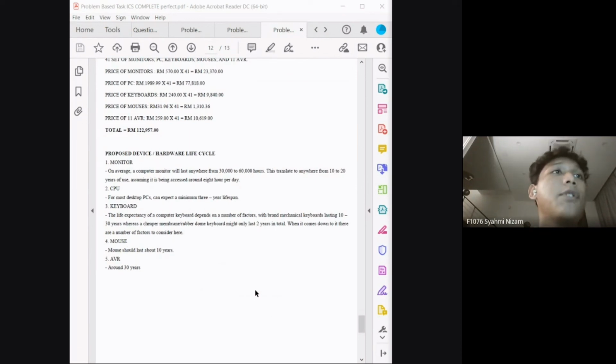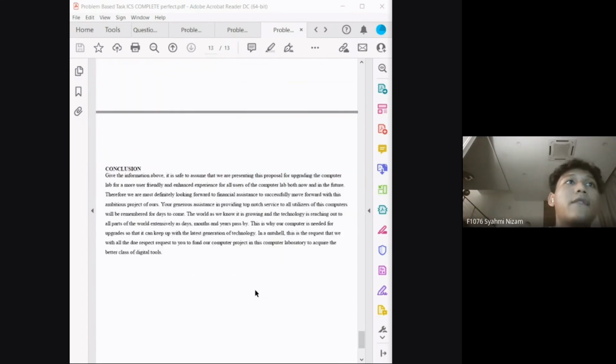And next, keyboard. The life expectancy of a computer keyboard depends on a number of factors, with a brand mechanical keyboard lasting 10 to 30 years, whereas a cheaper membrane rubber dome keyboard might only last 2 years in total. When it comes down to it, there are a number of factors to consider here. Mouse should last about 10 years and AVR around 30 years. Next, we have a conclusion.